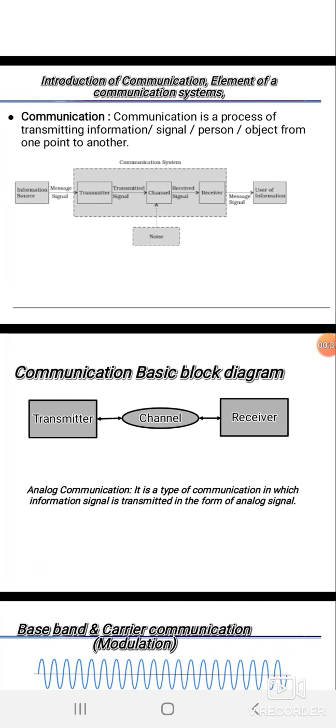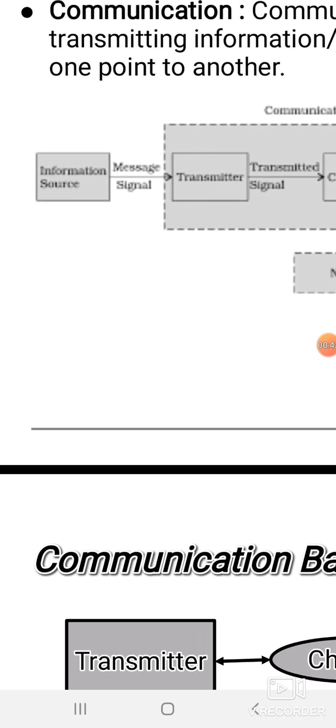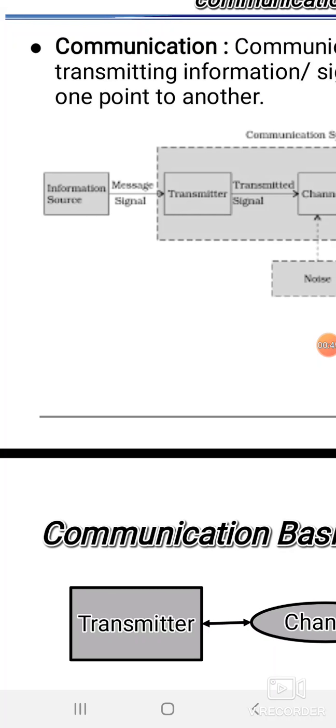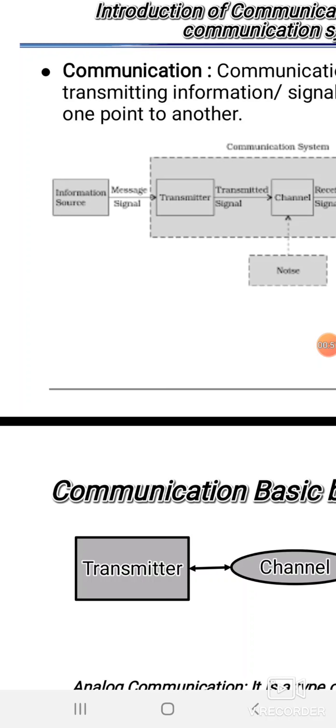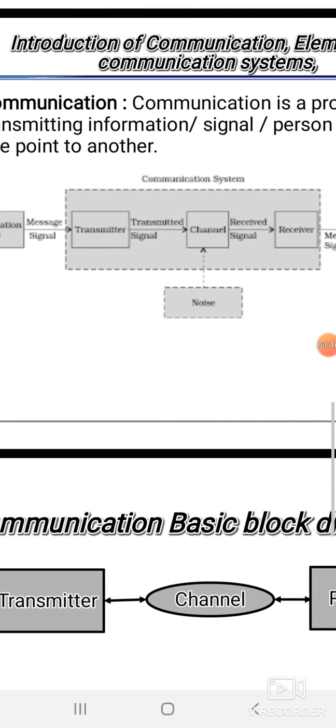But if we see this diagram in detail, it has some additional blocks. Based on which signal we are transmitting and which communication technique we are using, the blocks in the communication system change. In this block diagram, first is the information source. The information source generates the information signal, or the message signal, which is also called the modulating signal.